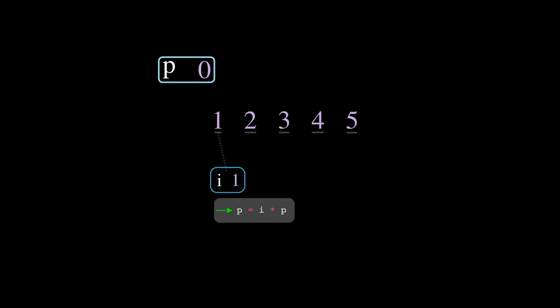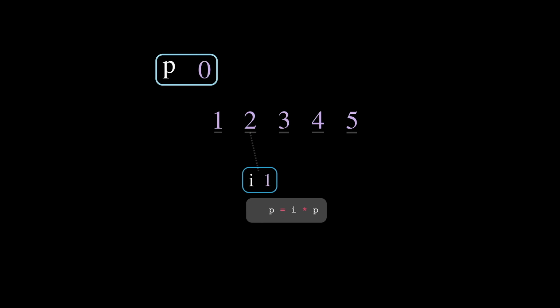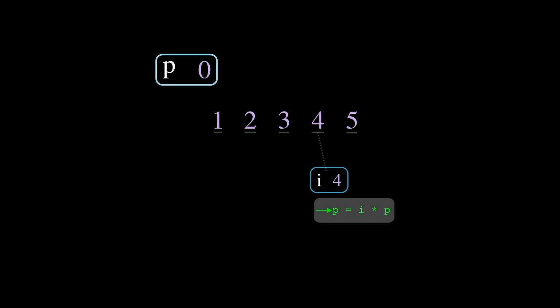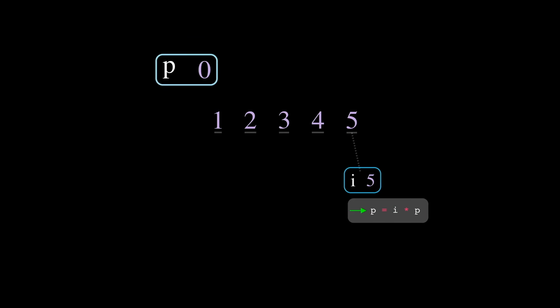p equals I times p, so p equals 0 times 1, so p is 0. p equals 2 times 0, so p is still 0. p equals 3 times 0, so p is still 0. As you see, the value of p is trapped at 0, never accumulating anything. This is a problem.